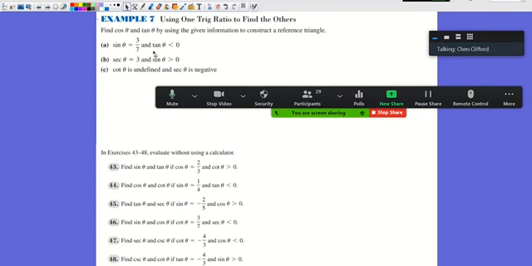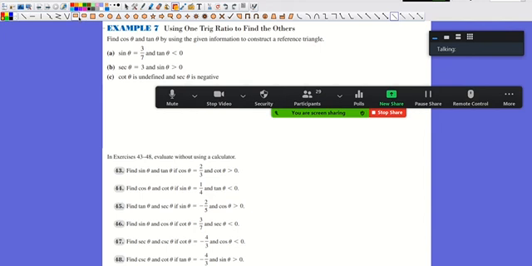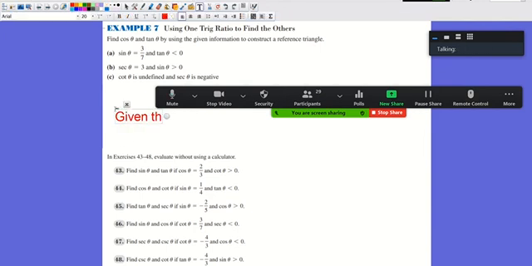Okay, so this is kind of a similar topic to what we covered before. Let's see, and I want to change the directions of this to: given the info below, find the remaining trig function ratios.